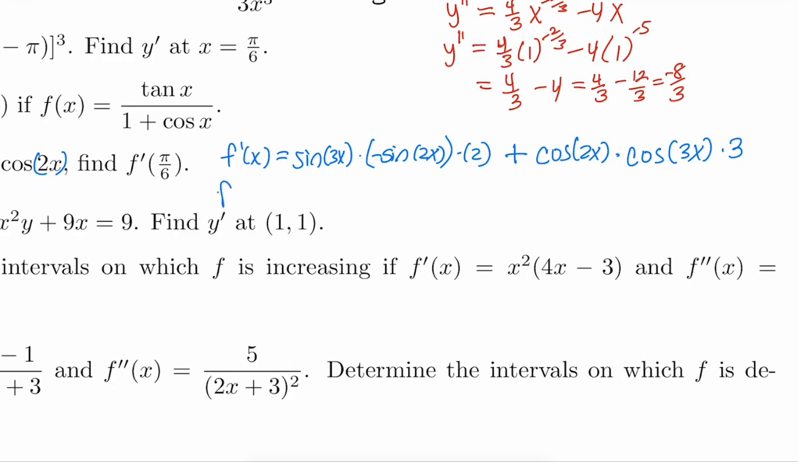But they want to know what's happening at pi over 6. 3 times pi over 6, just stick the 3 on top by the pi. It's 3 pi over 6, which is pi over 2. Two pi over 6s is really pi over 3.